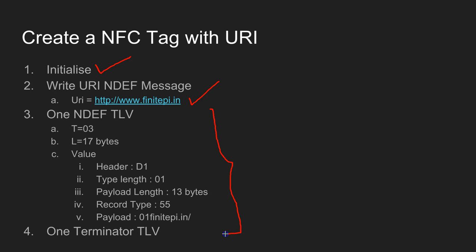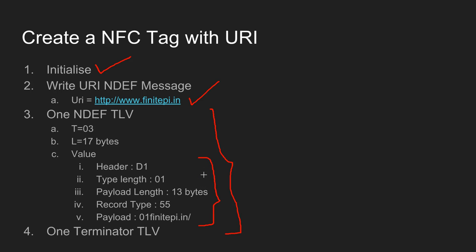Now you have to have the mandatory NDEF message in the first TLV block, and I'm also going to use the terminator TLV, and we know the NDEF TLV has tag equal to 3, and the length is 17 bytes, and the value is where we are going to store the NDEF message representing the URI.